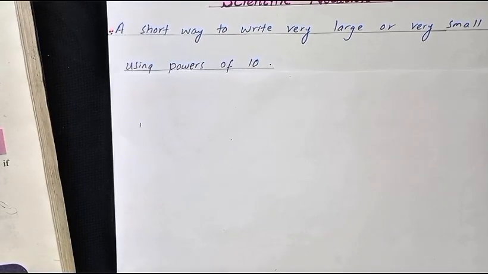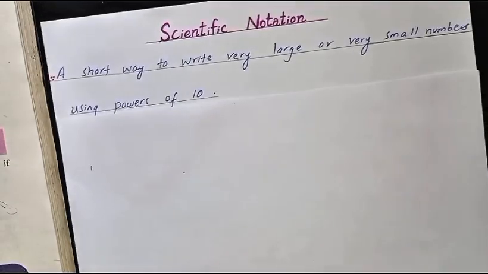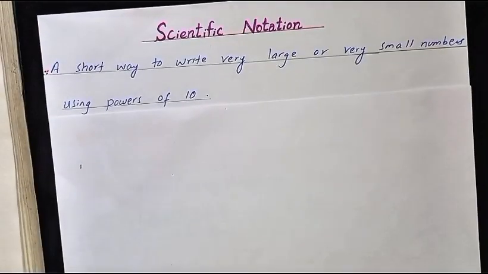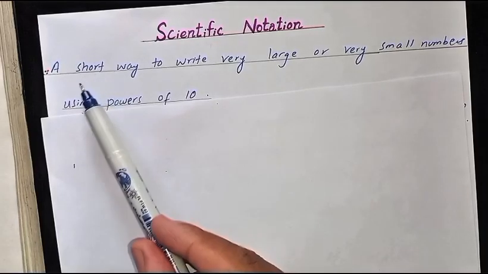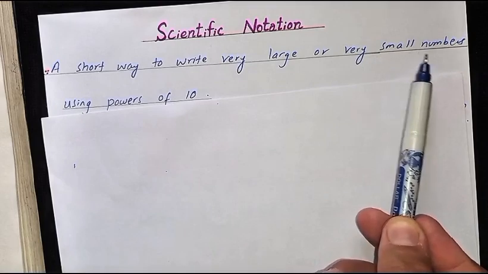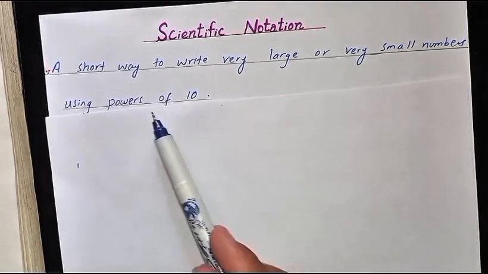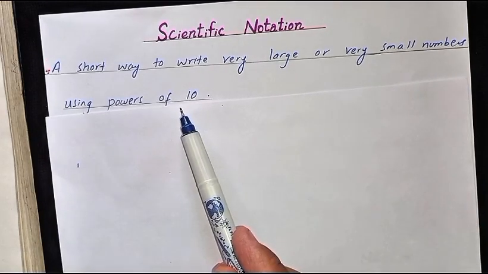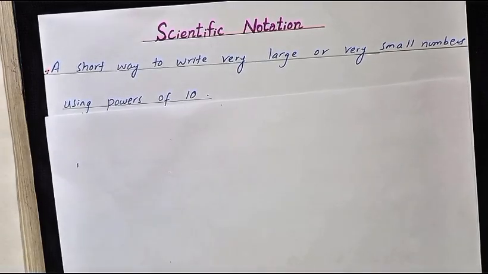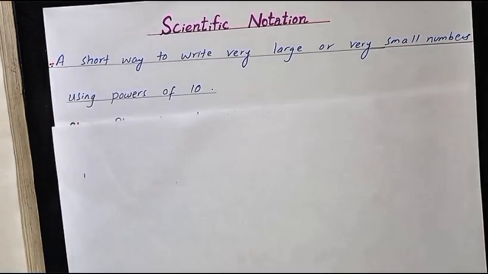Scientific notation is basically a short way to write very large or very small numbers using powers of 10. By using powers of 10 we can write scientific notation. Steps involved in writing scientific notation.